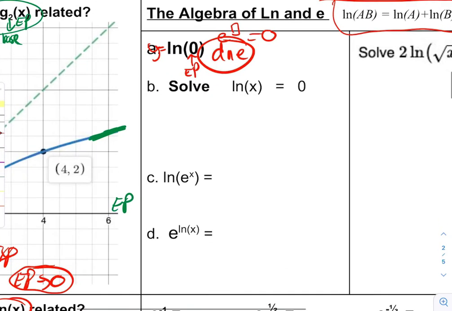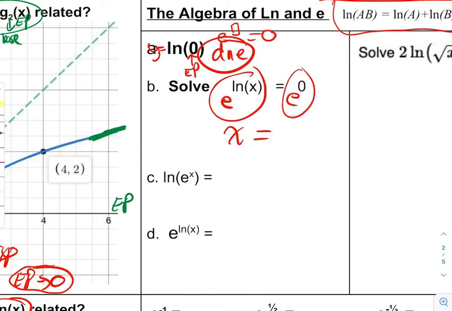Well, what's the inverse of ln? It's e. Okay, so I would take the e on both sides. What is e to the ln x? It's just x. It's a composition of inverses. It's an undoing function. And then e to the 0 is 1, since anything to the 0, 10 to the 0, 20 to the 0, 5 to the 0, is 1. So that solution, if ln x equals 0, x equals 1, which makes sense.